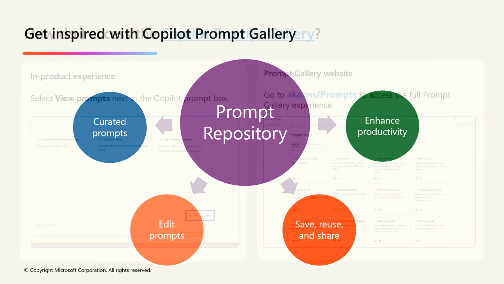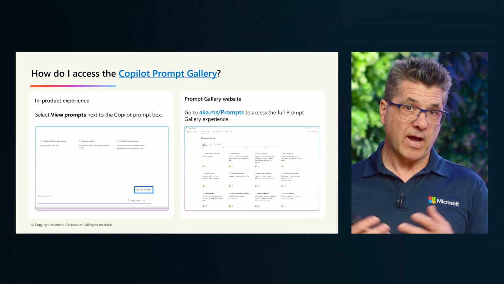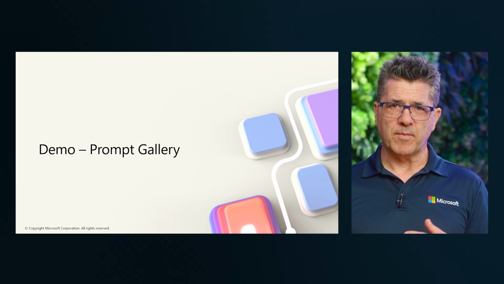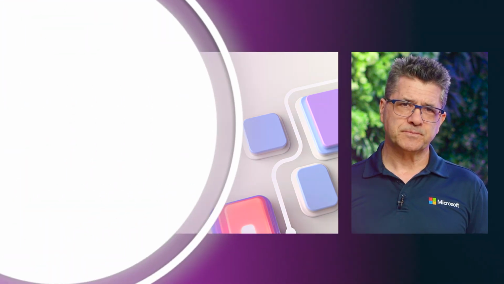I want to give you an example, a demo of the Prompt Gallery. And we are going to see that in the Prompt Gallery, I can view prompts that are already available, and I can also go in and use these prompts right away. So I can access them by going to aka.ms/prompts. So let's go ahead and try that.